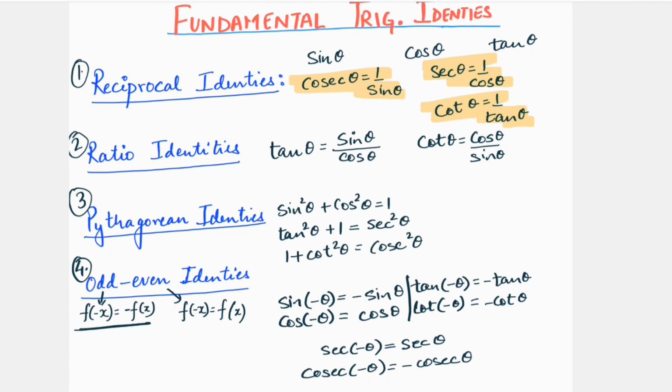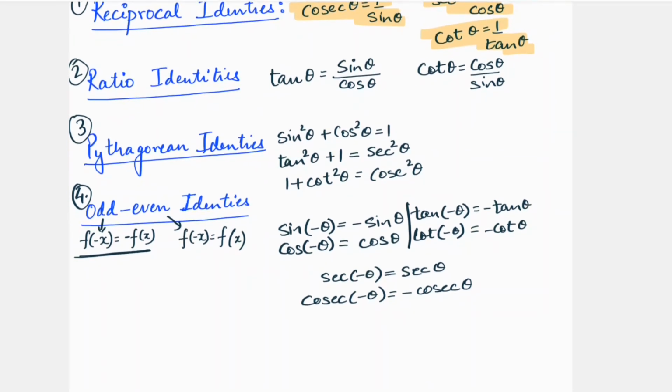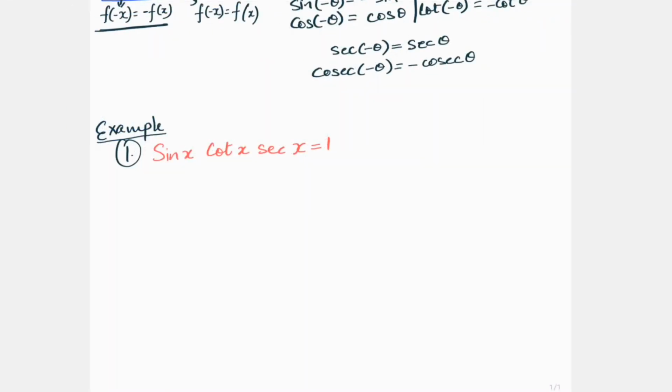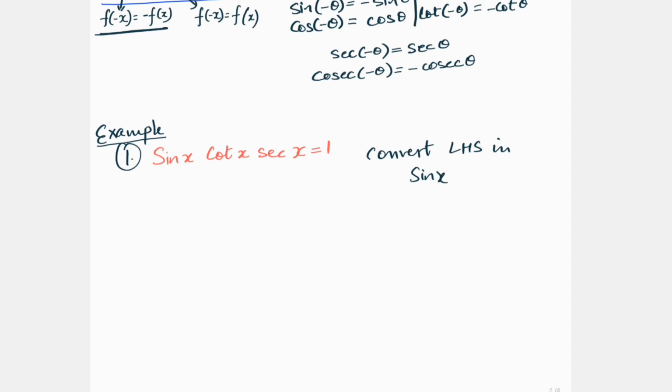So make sure you know those identities as well, because we will be using them in the examples. Now moving forward, let's do our first example. Our first example is sine x times cot x times sec x equals 1. Now we will convert the left hand side into sine and cos terms. So not sine theta, we are using x, so sine x and cos x terms. Try and convert them.